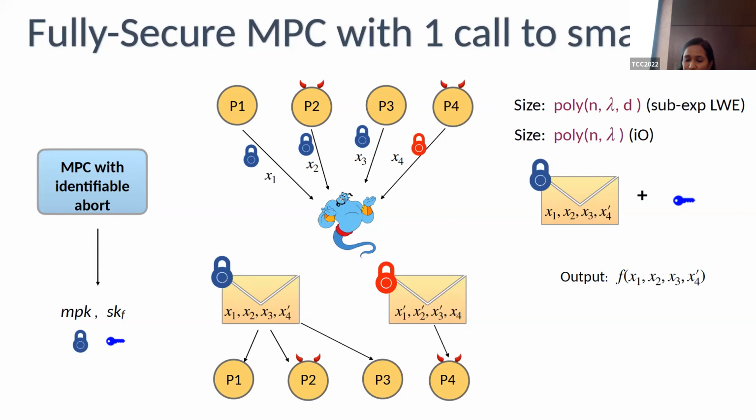So this is our construction, and note that this is not violating our negative result because the decoding that the parties are doing to derive the output from the response of the Genie is depending on the function. That's why it's not violating our negative result.